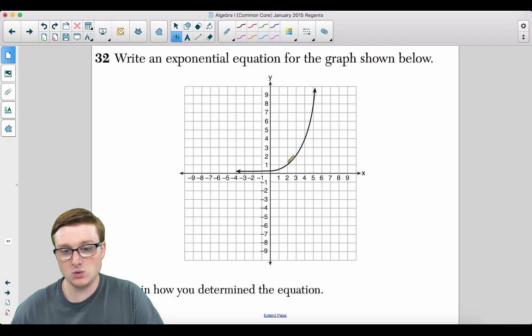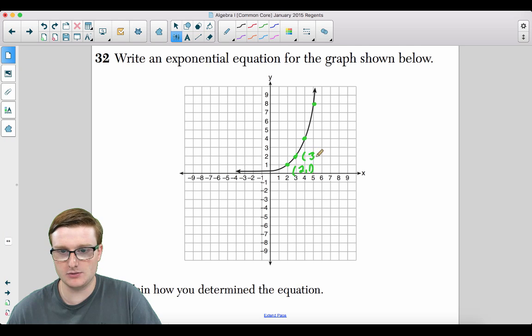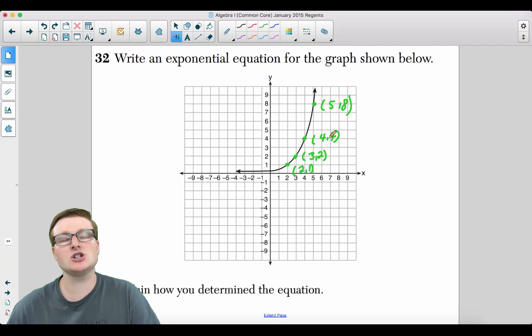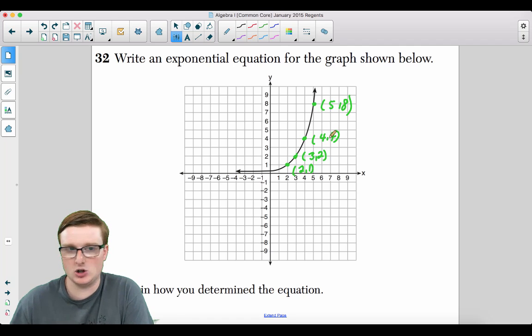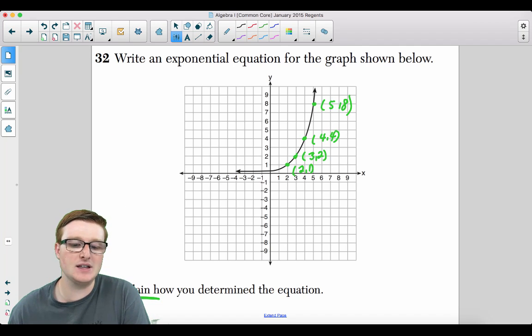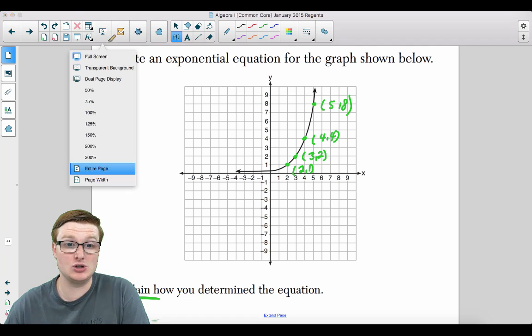So if you were to input these points right here, if you graph all these points, this is the point 2, 1. This is the point 3, 2. This is the point 4, 4. And this is the point 5, 8. If you actually input those values into your calculator, of course, you could generate the exponential equation. But if they say explain, they really want an algebraic way to determine this.